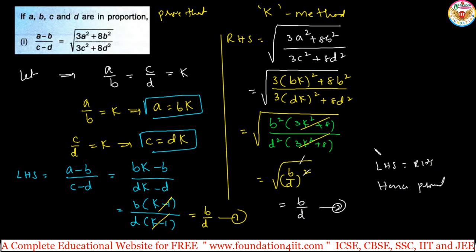So this is the K method. Even for continued proportion also, this K method or alternate method you can apply to solve any problems. And next, the important thing, we continue some important properties of the proportion and some applications on those also. We will continue.